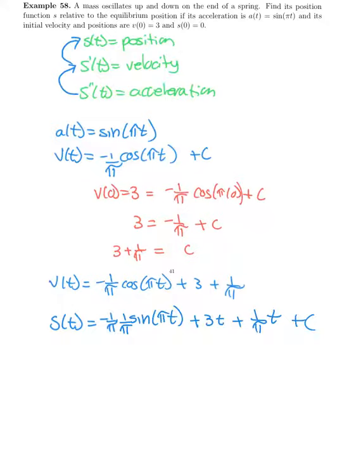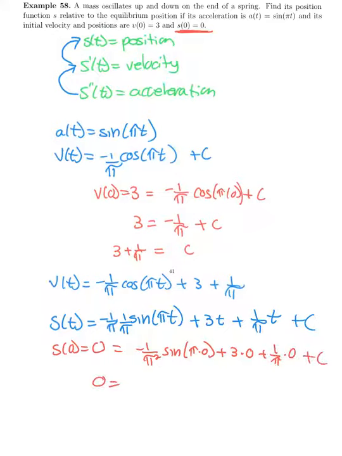And then, just like last time, we have an initial position: s of 0 is equal to 0. That just means I'm going to plug in 0. So I have negative 1 over pi squared times sine of pi times 0, plus 3 times 0, plus 1 over pi times 0, plus c. Then I simplify: sine of 0 is 0, 3 times 0 is 0, and another 0, plus c. Real boring, I just got c equals 0. That's all right. Sometimes you get c equals a fancy number, sometimes you get c equals 0. You never know until you try. Every time is slightly different.